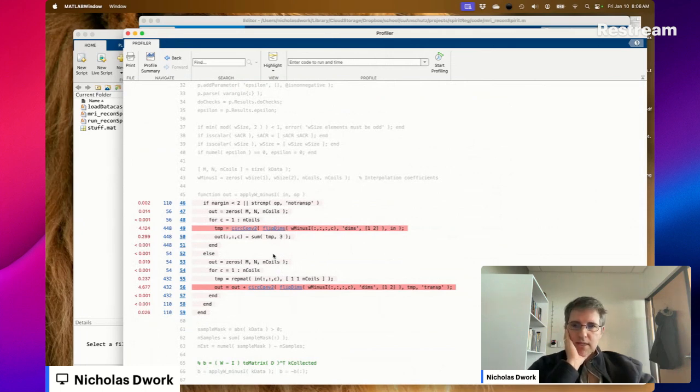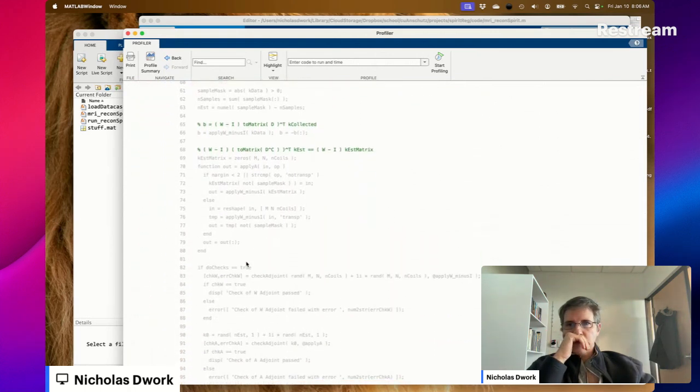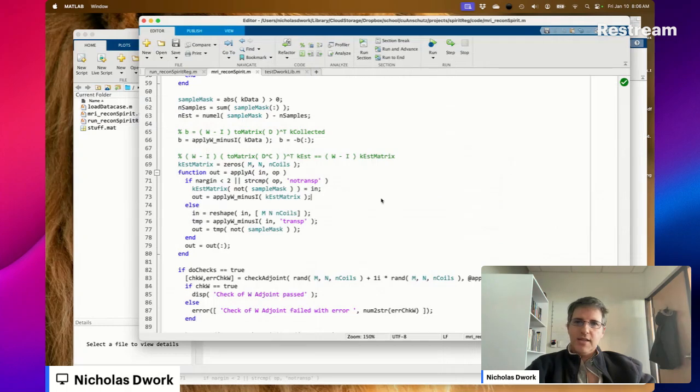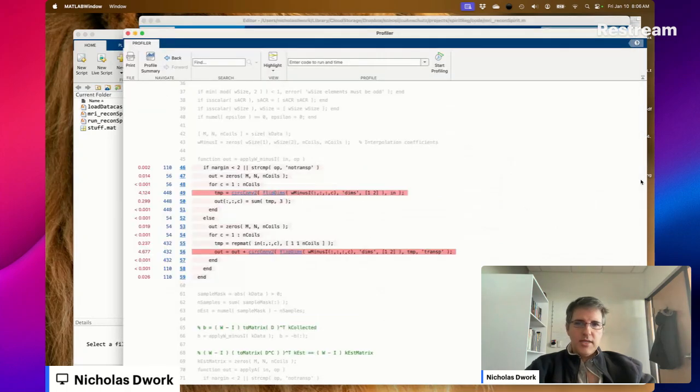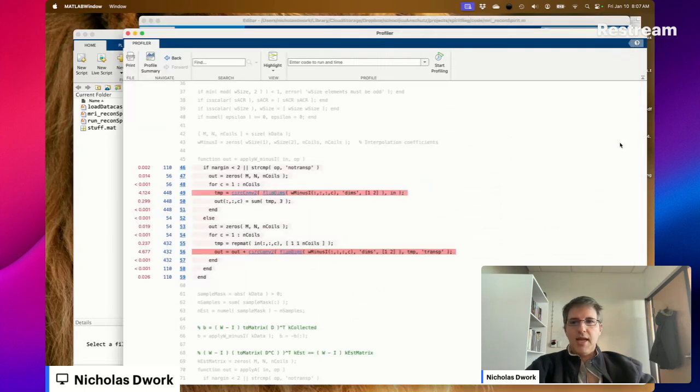This is apply W minus I. But wait, I'm confused. So this shouldn't be minus I. The profiler is updating based on the changes to the code that I've made. Oh, I took out the, wait, what? All right, so this used to be apply W minus I. What's going on? Apply W minus I used to have stuff here. Oh, it was in apply A though. Okay.